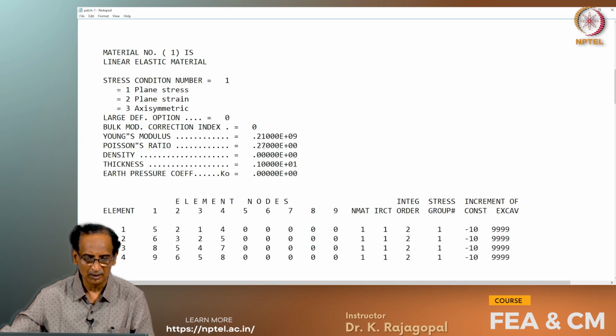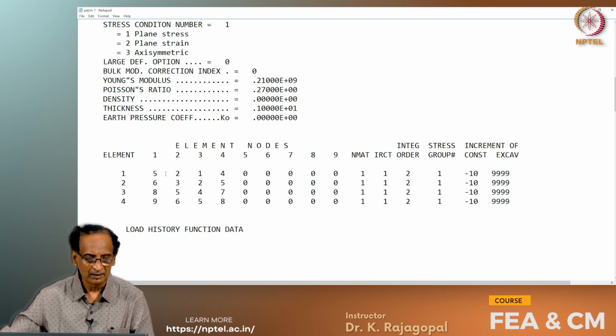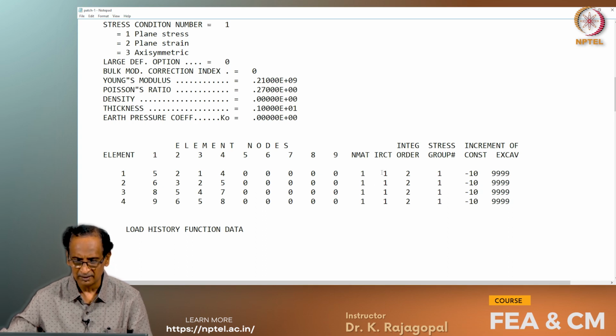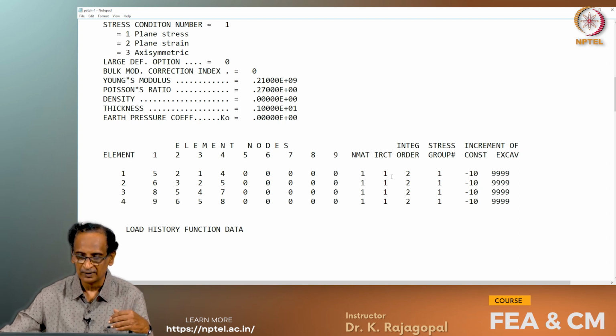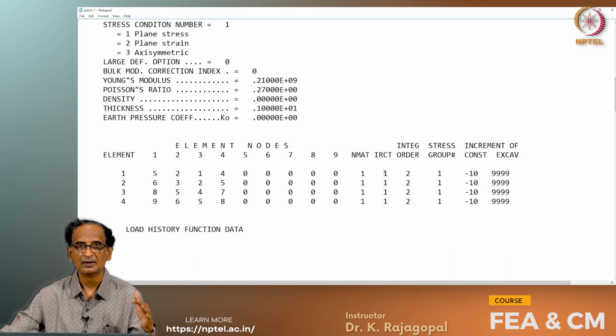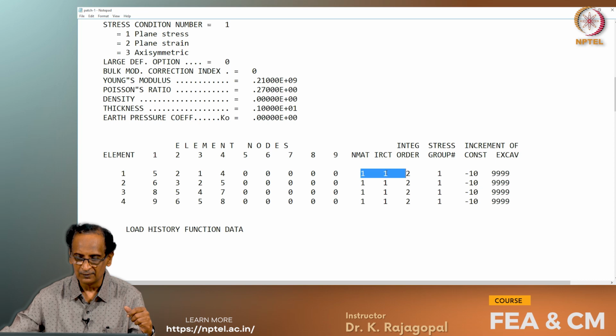the Young's modulus, Poisson's ratio, and then there are 4 elements. The first element is connected between nodes 5 2 1 4, second, third and fourth, and then there is one parameter IRCT that refers to the shape of the element. If this value is 0, then it tells the program that the element is a triangular element, and if it is given as 1, it is a quadrilateral element.